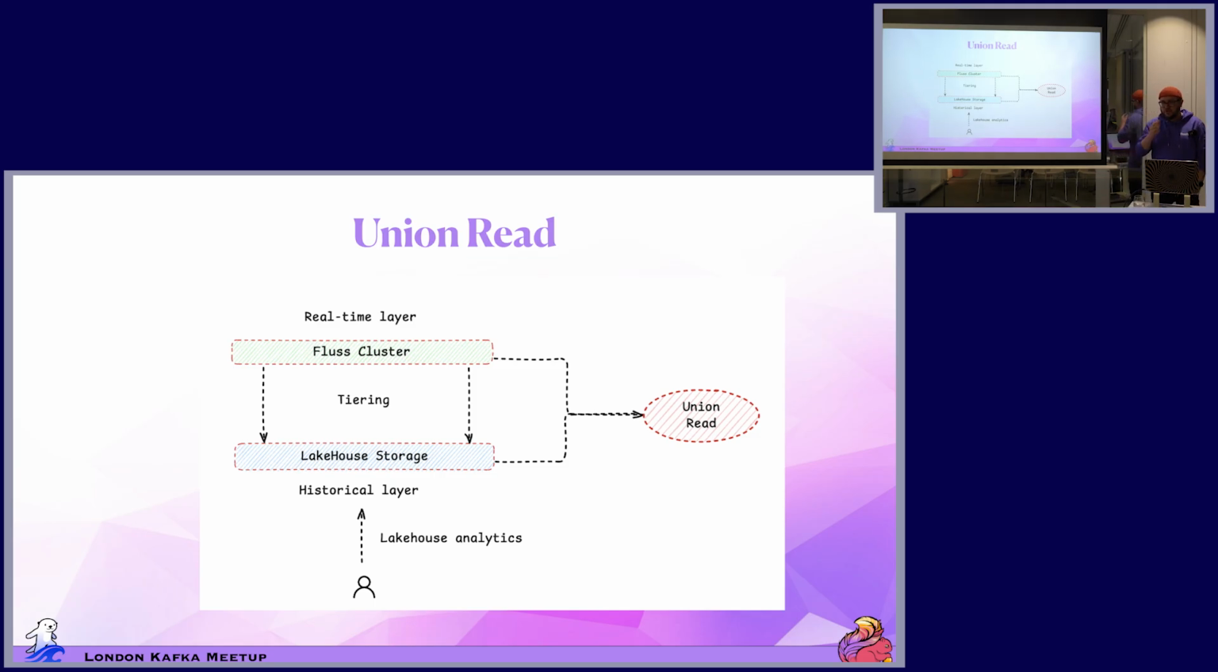What happens if you want to read some data from your Fluss cluster? Basically, you access the real-time layer, you get the data, and then you want a consistent view where this data is unioned with some tiered data that is in your lakehouse storage. And that's the best part: when you do it, it automatically understands where the separation boundary lies between Fluss real-time data and lakehouse data. So that's neat.